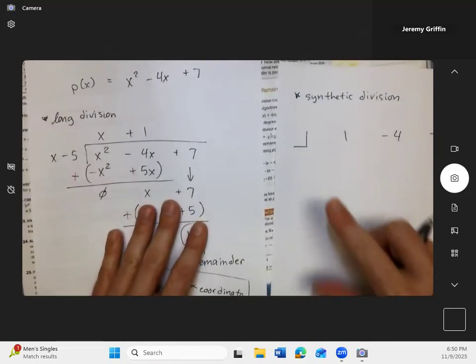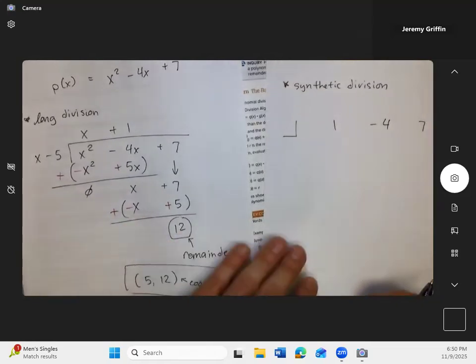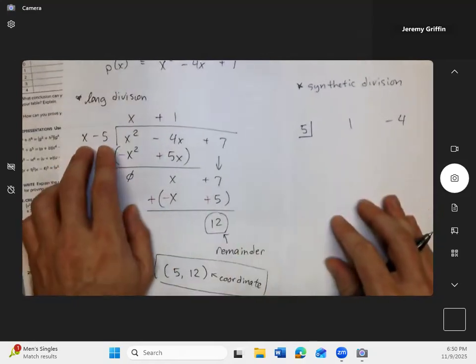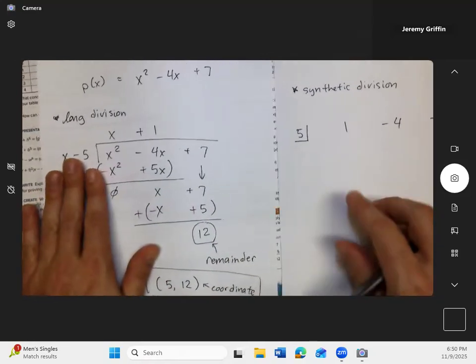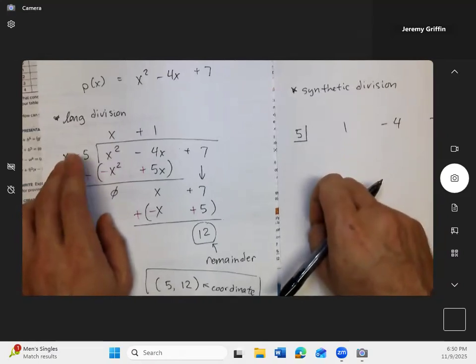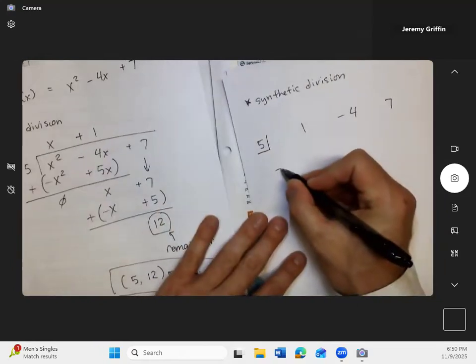Well, I want to see what happens when I plug in, say, 5, so you can just write 5 here, right? Now, in my long division example, remember I did x minus 5. The synthetic division is like x minus a, whatever a would be, which in this case would be 5, so I'll just do 5. Then I got this big bar right here.